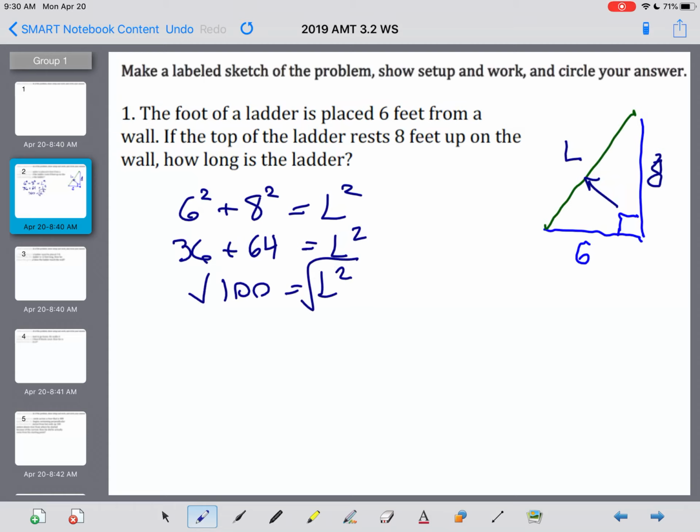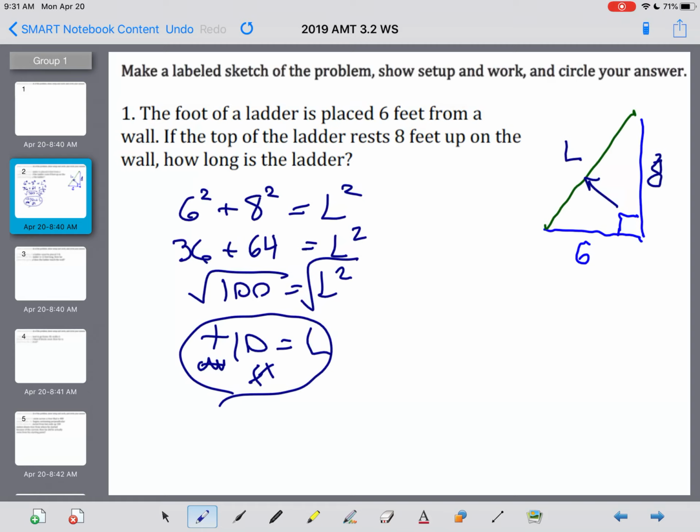And again, like we did with our previous assignment, we're going to just go ahead and do the square root step. So we get plus or minus 10. Ladders can't be negative, and we're talking feet, and we are done. Alrighty. So again, a ladder problem. Pretty straightforward once we got the sketch going here.